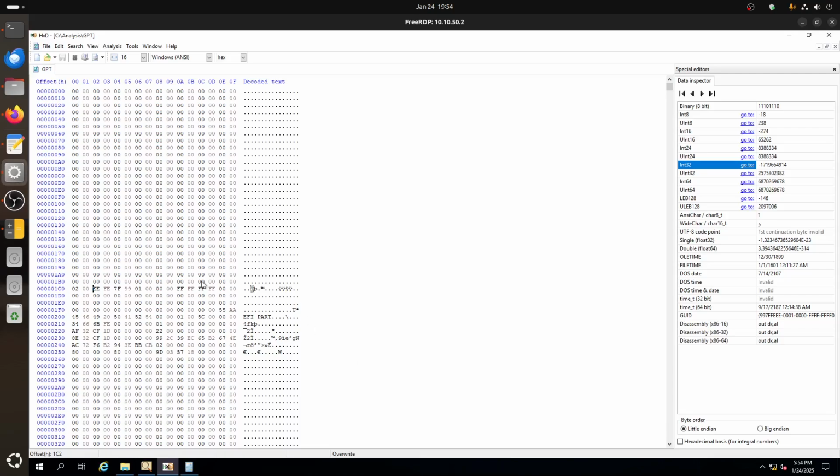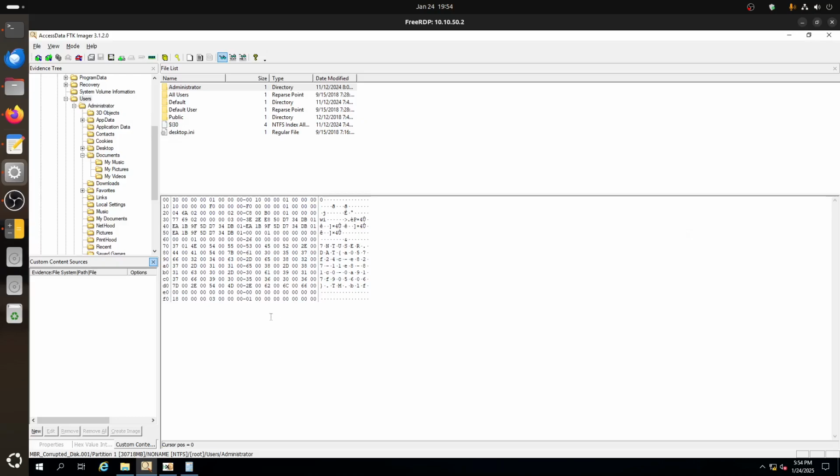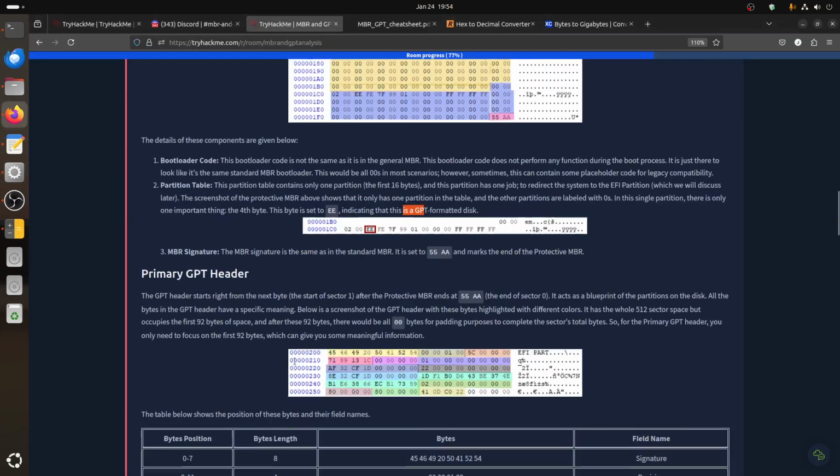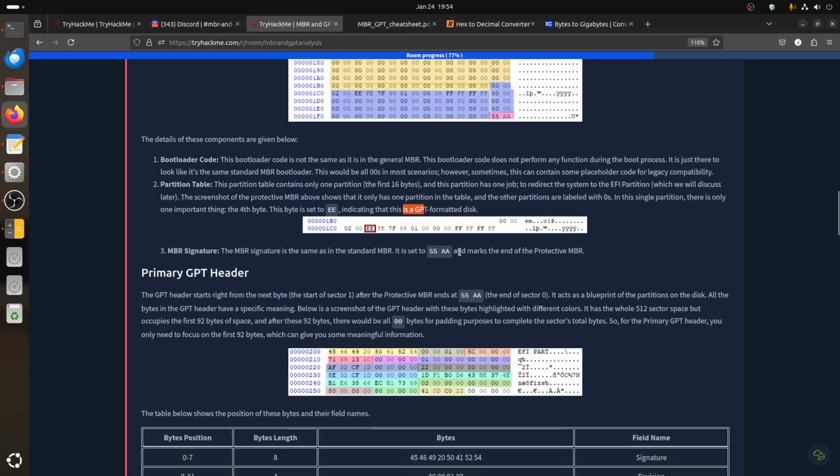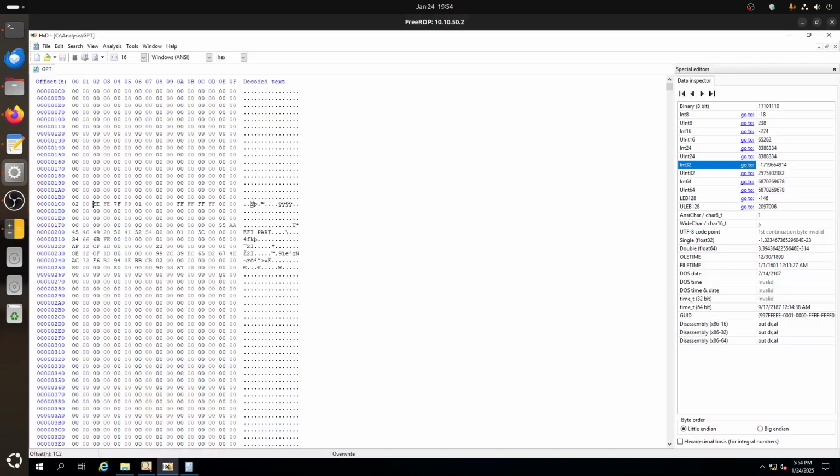For us, that line is always there indicating this. So EE is there. Then the MBR signature is 55.